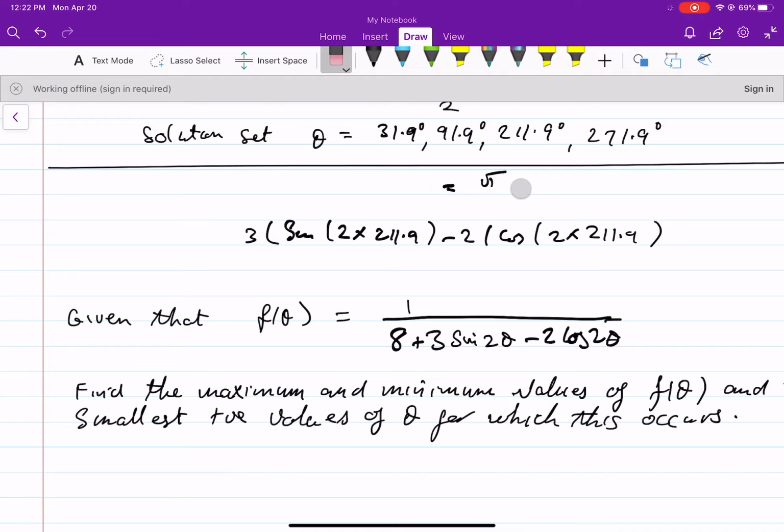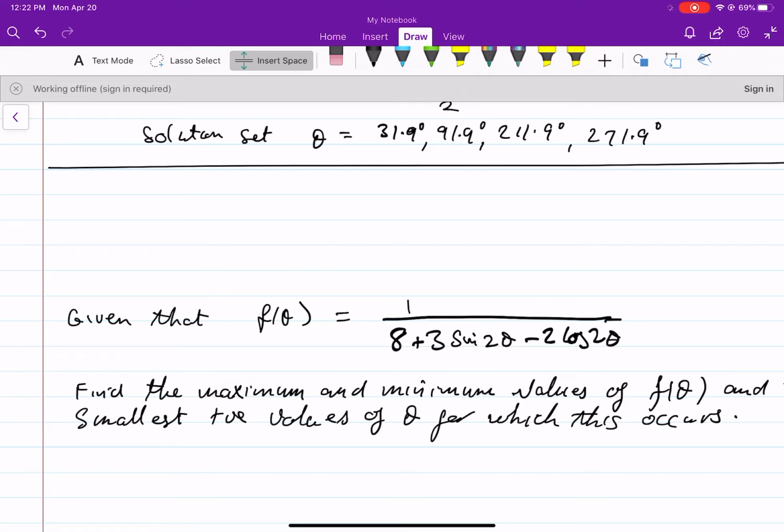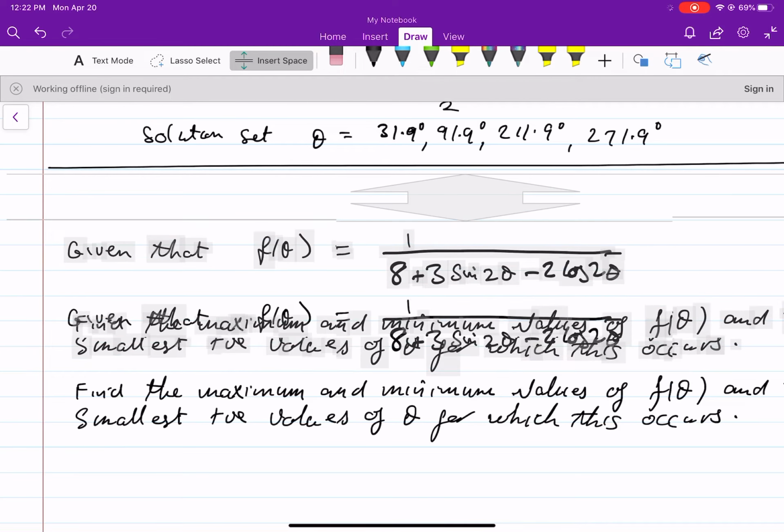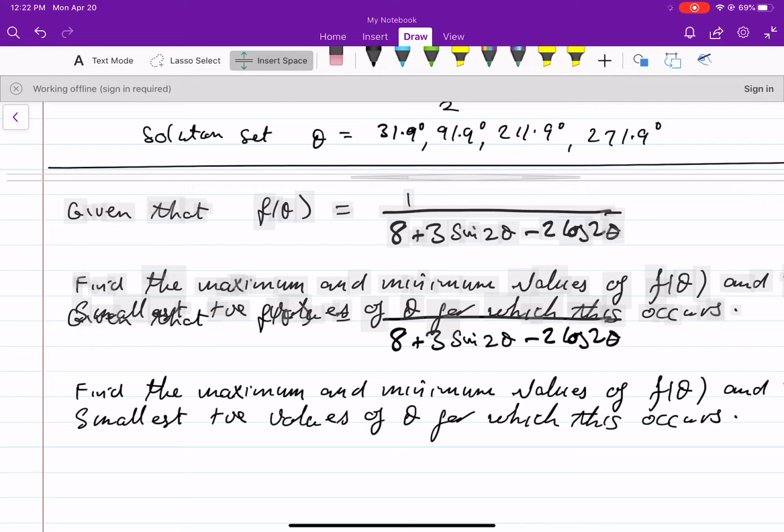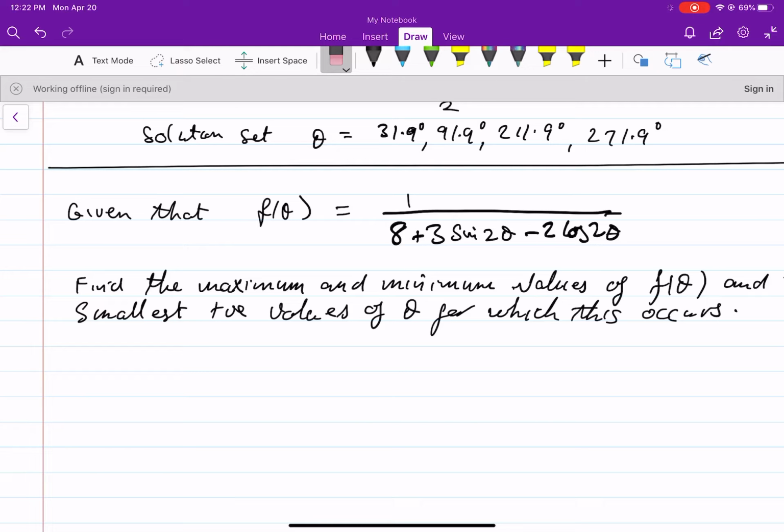That's my solution set. Now the next part of this same problem, all these parts are very prominent. They love to give these. So let's see how we're going to handle this last part. You're given that f of theta is equal to 1 all upon 8 plus 3 sine 2 theta minus 2 cos 2 theta. Find the maximum and minimum values for f of theta and the smallest positive value of theta for which this occurs.